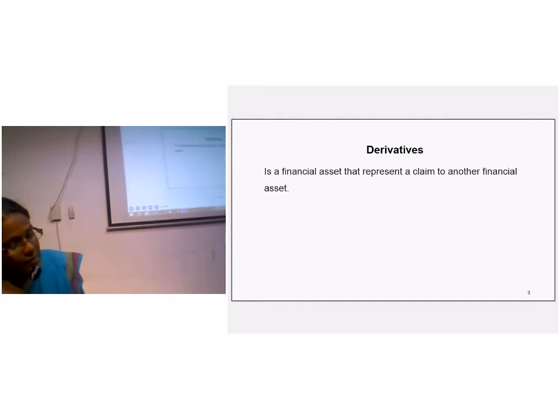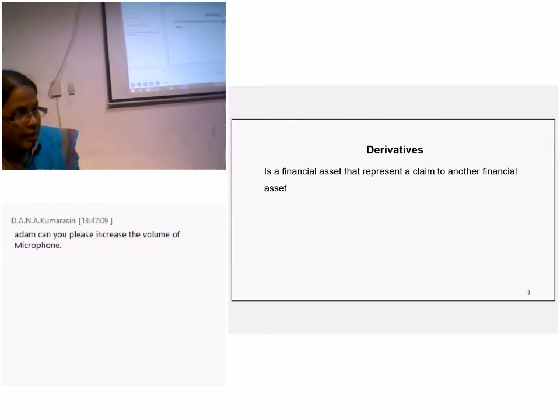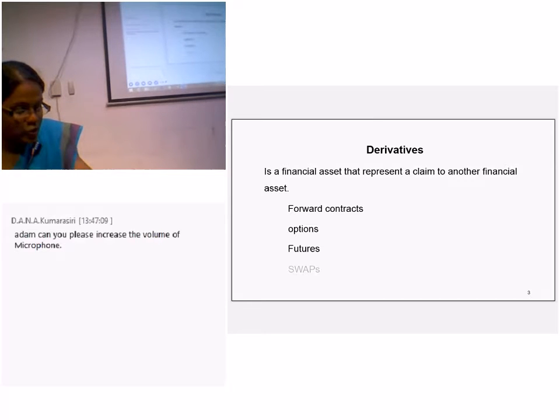If we see the definition, a derivative is a financial asset that represents a claim to another financial asset. Now, we have talked about these things a little bit when discussing foreign exchange rate exposure: forward contracts, options, futures, and swaps. These are the four basic types of derivatives that we are going to talk about.